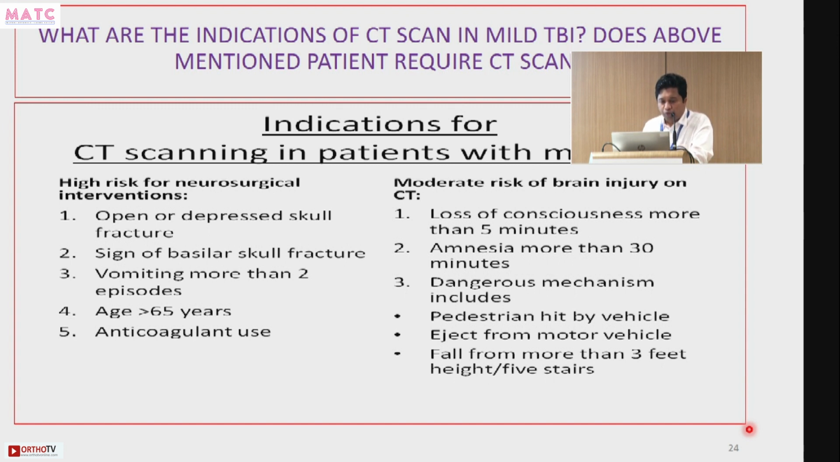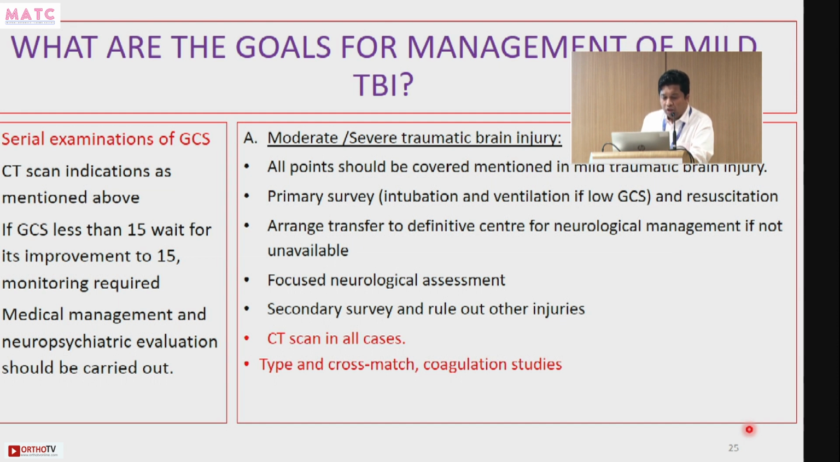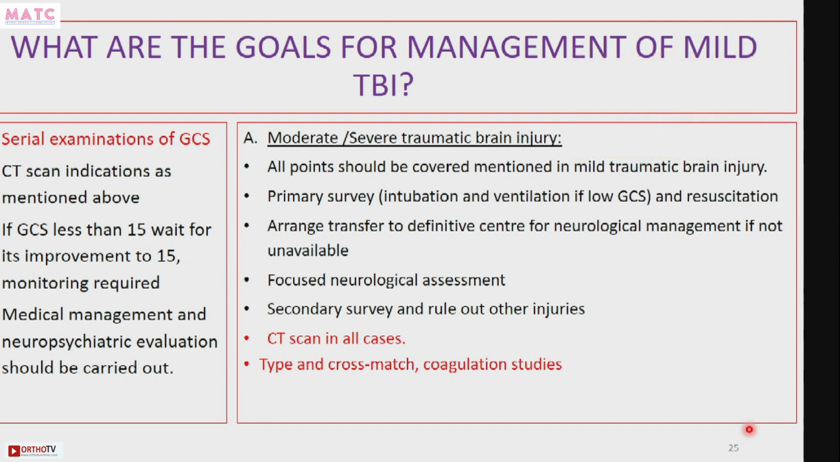If you have an open wound, depressed skull fracture, a history of vomiting, an elderly patient, or a history of anticoagulation, you need to do a CT scan in this patient, even if his GCS is between 12 and 15, and you suspect a traumatic brain injury. Now the goals in traumatic brain injury management are usually airway, breathing, circulation. You have to prevent raised ICP, start anti-edema measures, and look for decompressive craniotomy.